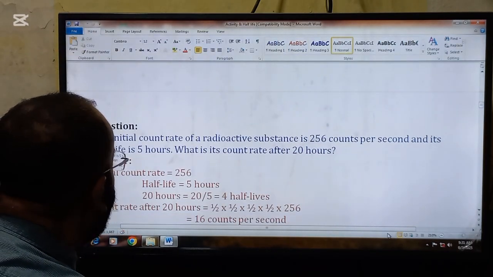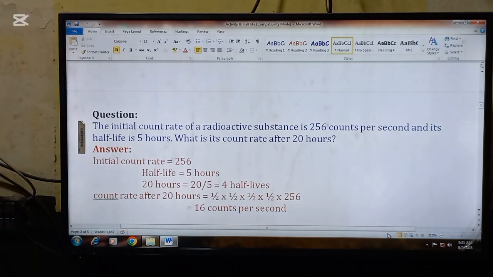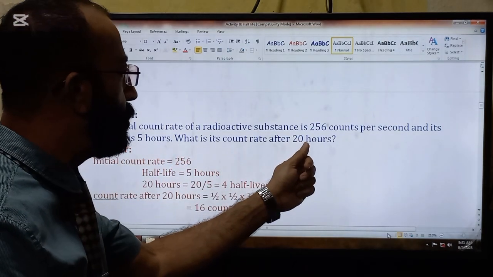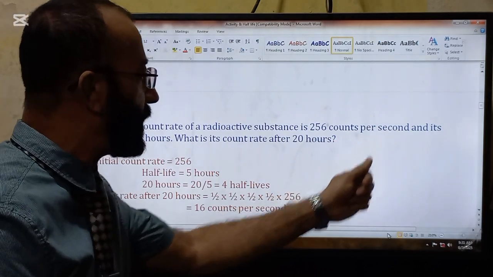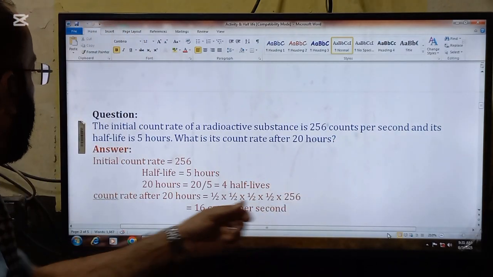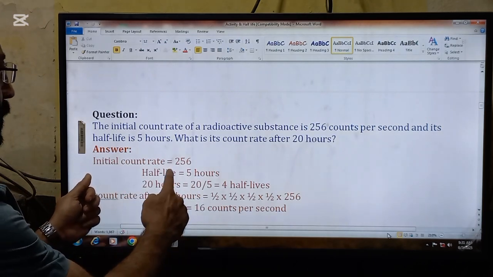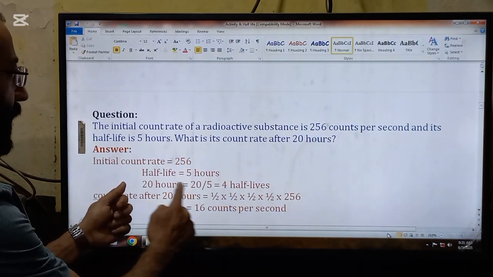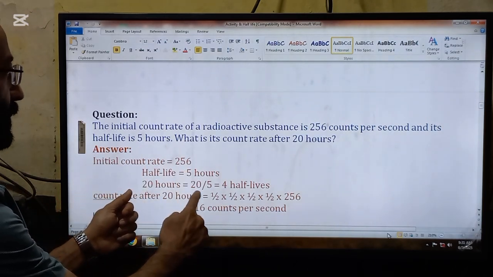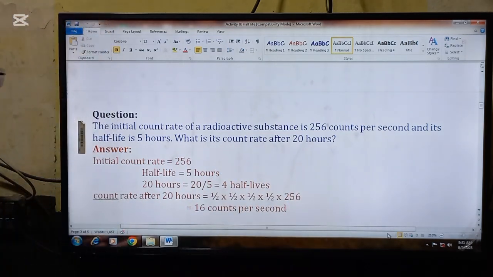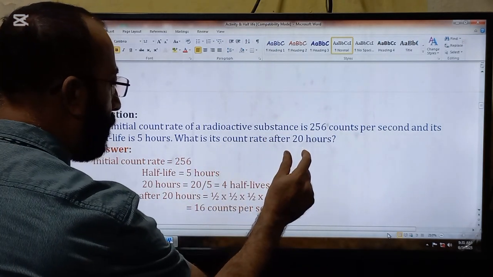Now we are going to solve a question. The initial count rate of the radioactive substance is 256 counts per second and its half-life is 5 hours. So initial count rate was 256 and half-life is given 5 hours. What is its count rate after 20 hours? So 20 hours is the requirement.